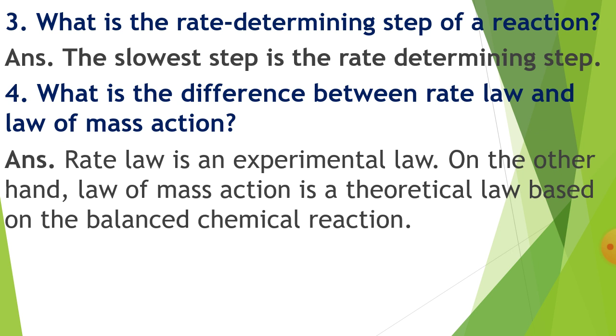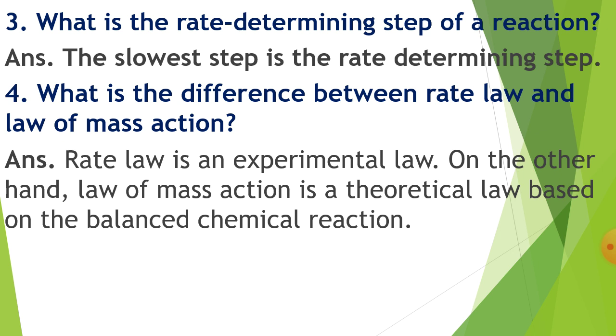Question number 3. What is the rate determining step of a reaction? Just as I told you, the slowest step is the rate determining step. That means the reactants that take part in the slowest step, by seeing these reactants, you have to find the rate of reaction. Just as I have told you in the difference between the experimental rate equation and theoretical rate equation.